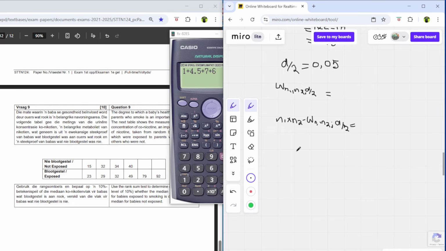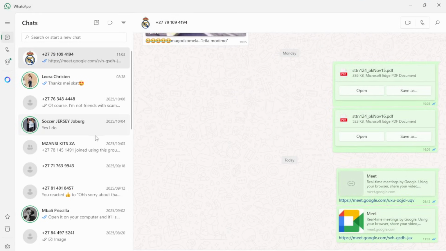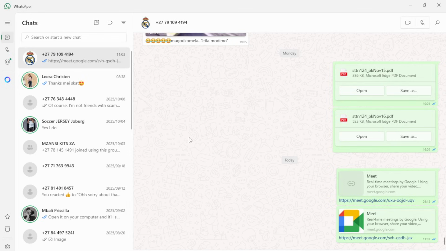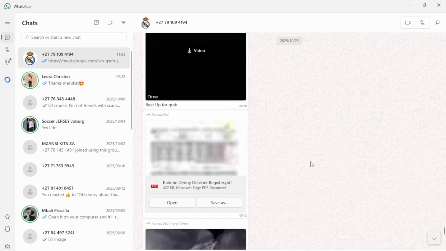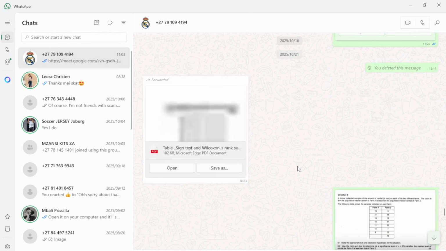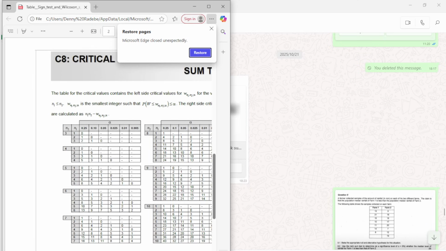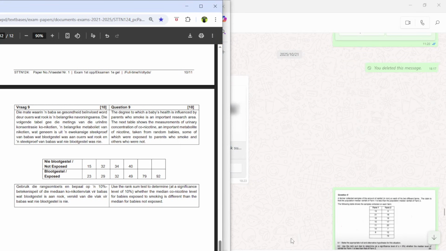And to do that, there's a table for the critical values of the Wilcoxon rank sum test at the end of your book. Someone sent them to me. I remember, or did I send them to myself? Let me just check here. Yeah, these are the tables. Let me just open them. There we go.